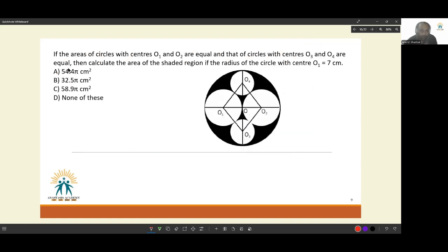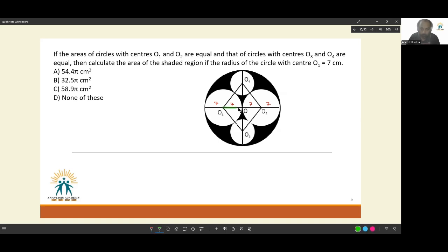Next, if the areas of circles with centers O1 and O2 are equal, and that of circles with O3 and O4 are equal, then calculate the area of the shaded region if the radius of the circle with center O1 is equal to 7. Now here, you have to be very, very mindful. This is 7, this is 7, this is 7, this is 7. Great. Now, that means the radius of the large circle has to be 14. Radius of the large circle has to be 14.